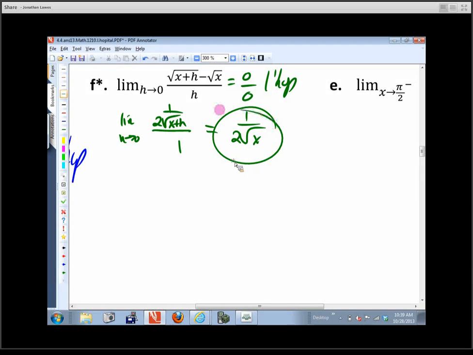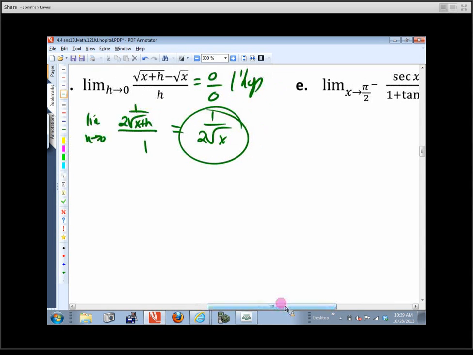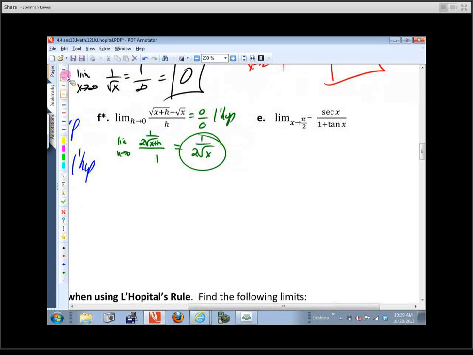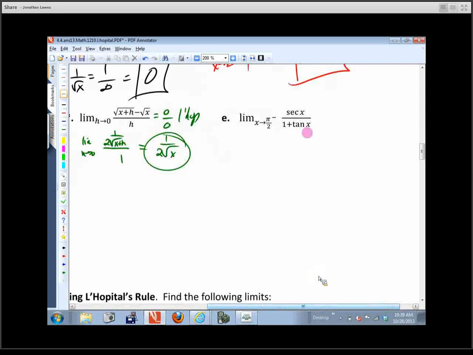Okay, this is kind of an interesting problem because we just used the derivative of the square root function to prove what the derivative of the square root function is. Kind of an interesting application of L'Hopital's rule. Isn't this the definition of the derivative? Isn't this f of x plus h minus f of x all over h? Okay. So enjoy the irony.